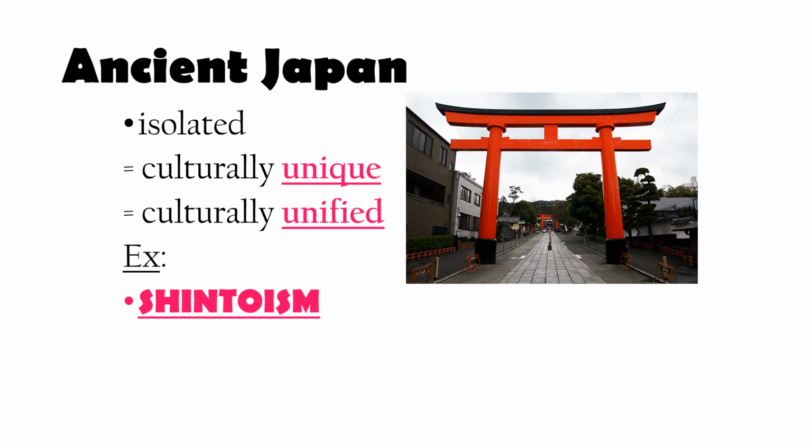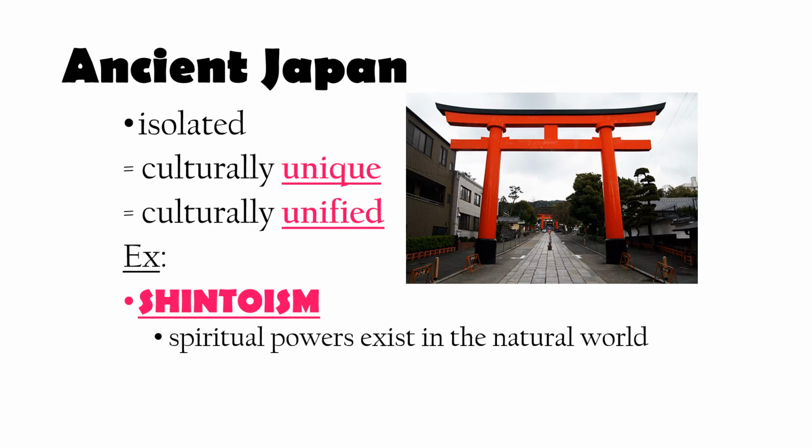This is an image of what's called a torii gate. It's a traditional Japanese gate most commonly found at the entrance or within a Shinto shrine. And it symbolically marks the transition from the mundane or the regular, the outside world, to the sacred or holy world. So Shintoism is a belief that spiritual powers exist in the natural world. And these spirits or spiritual powers were called kami, and they lived in natural places.